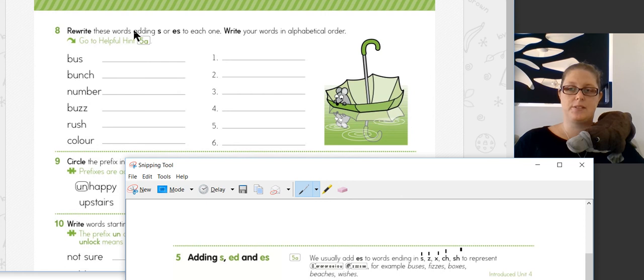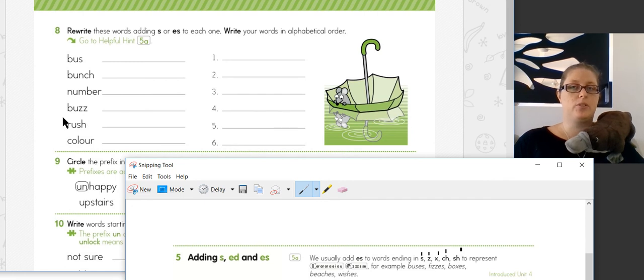Alright, so the next task for question 8 is we need to write our words in alphabetical order. So here are our words here that we've added the S or the ES to the end, and we're going to write them in alphabetical order down the side here where it's got the numbers. So as you remember, we go through the alphabet and we look at the first letter of each word. So A, any words starting with A? Nope. Any words starting with B? Yes, there's 3 of them. Bus, buses, bunches, and buzzers. They all start with B.